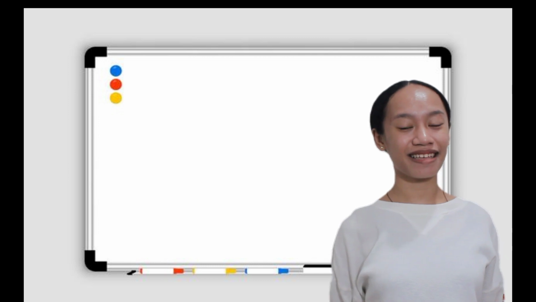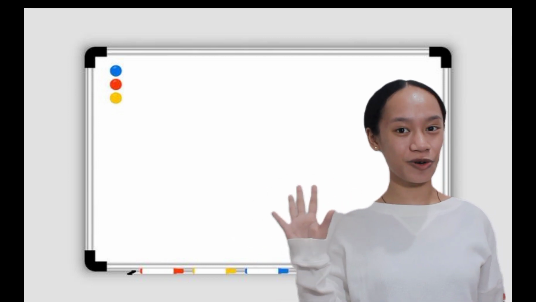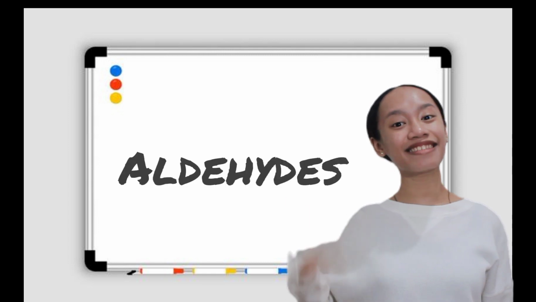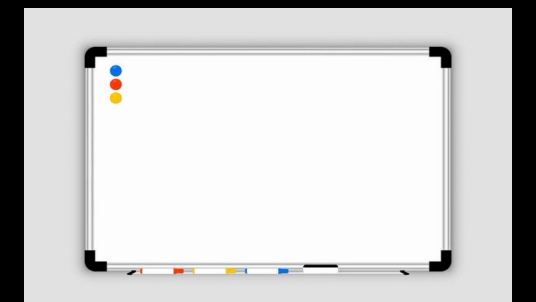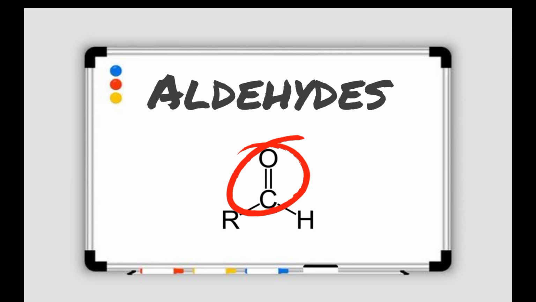Hola, I'm Princess, and for today, we are going to tackle 5 different functional groups. And first on the list is the aldehyde. When a carbonyl group, the central carbon in the group, is attached to a carbon group and a hydrogen, we are dealing with the organic compound aldehydes.